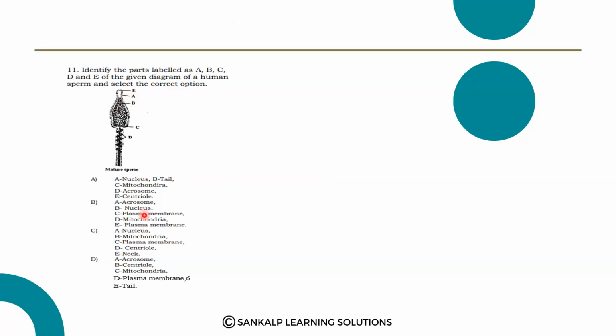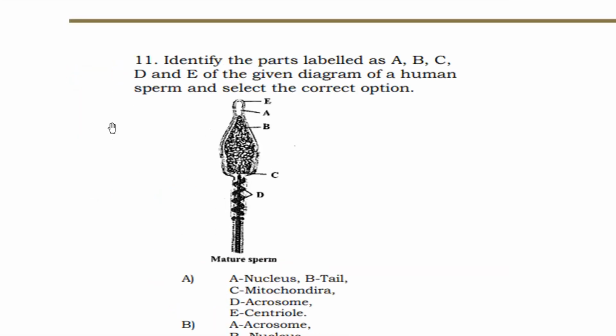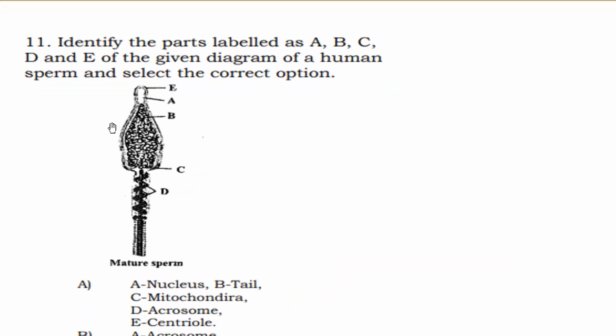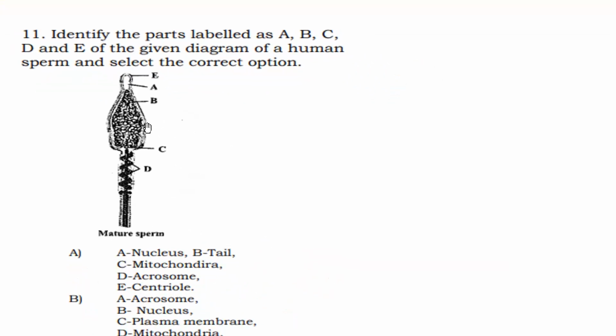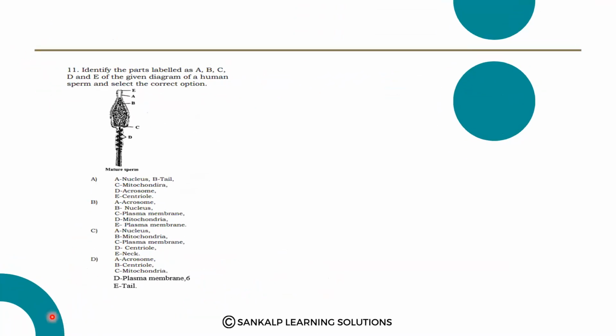So see here, most of us think that C and E are plasma membrane. This is E and this is C. So we will neglect that answer actually, since both of the options are plasma membrane. But when we zoom the diagram and see, to confuse us, they have given two options for C and E. So that is why option B is the right answer.